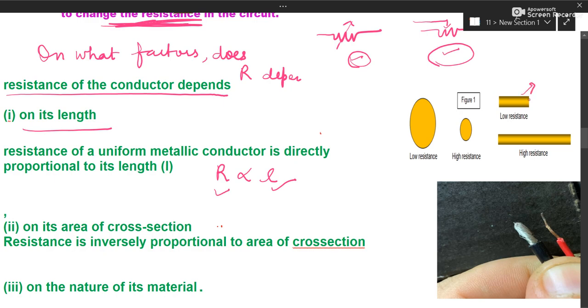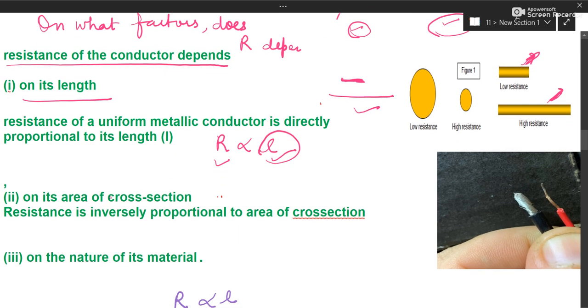This is a short wire, this is a long wire. Okay, so a long wire has high resistance. Suppose this is a short wire, this is a long wire. The long wire will have more resistance.